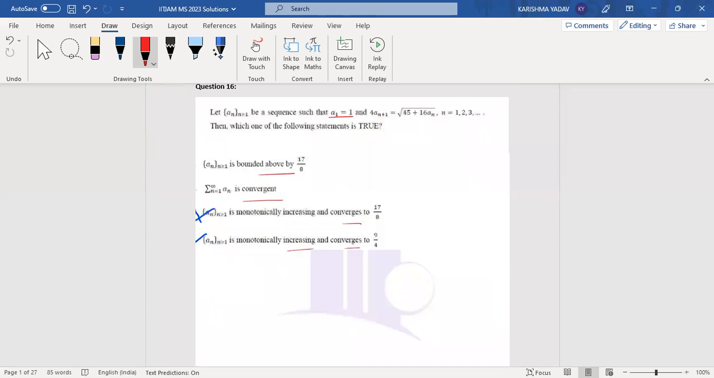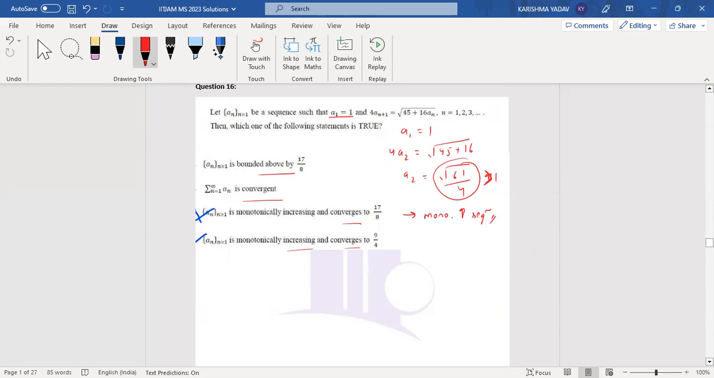We first check whether the sequence is increasing or decreasing. We have a1 equal to 1, and if we put n equal to 1, we get a2. So 4a2 is equal to root of 45 plus 16 a1, and a1 is 1, so we get 45 plus 16. So a2 is root of 61 by 4, and this value is greater than 1. From this we can see that this is a monotonically increasing sequence.